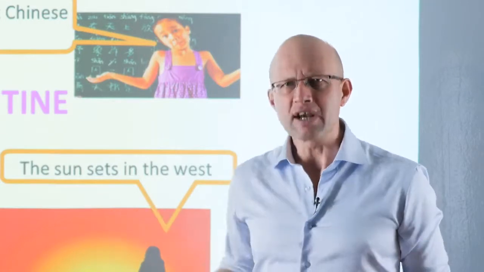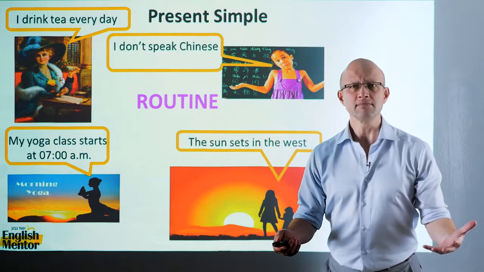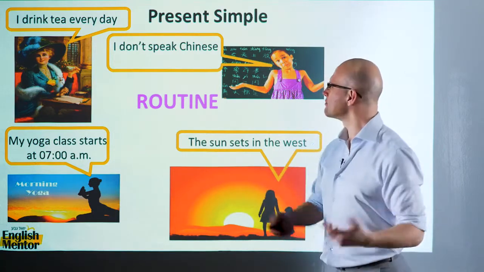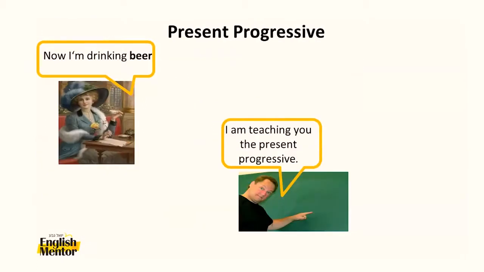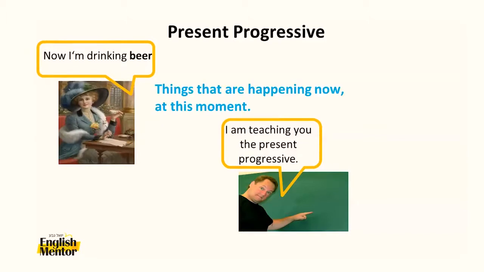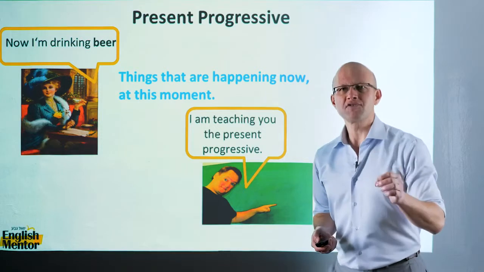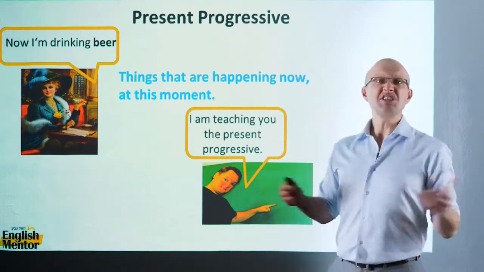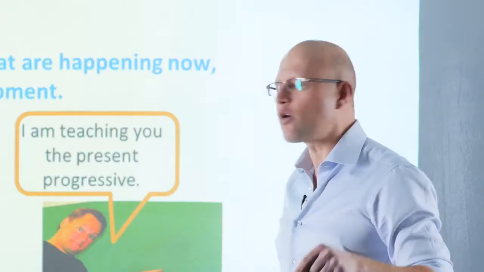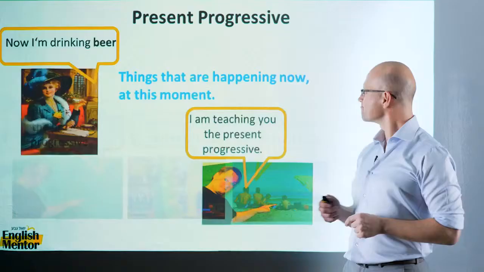We talked about present simple, that present simple is used to talk about routine, things that happen every day. I drink tea every day, all the time. But look, now I'm drinking beer. This is when we use present progressive to talk about things that are happening right now. I teach English, but right now I am teaching you the present progressive.